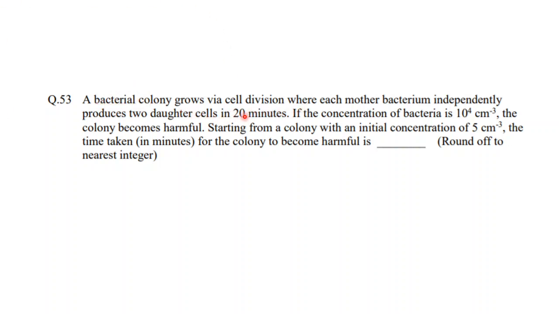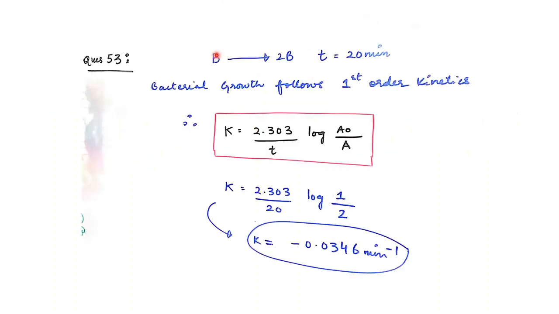Okay, cell division. Through cell division they multiply, where each mother bacterium independently produces two daughter cells in 20 minutes. So the question is saying that from each individual bacterium, two more bacteria are produced in 20 minutes.